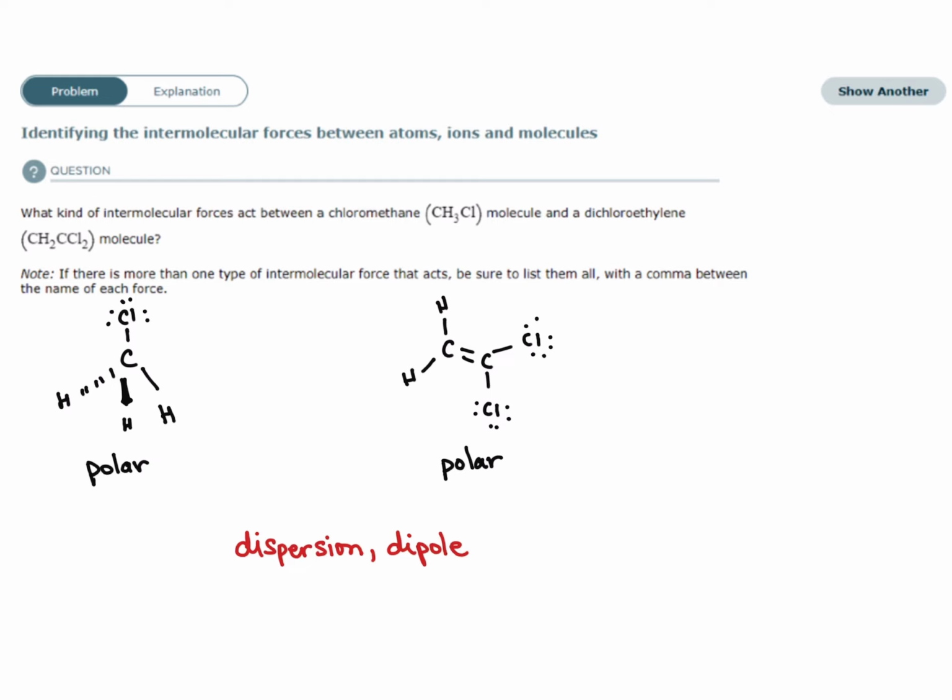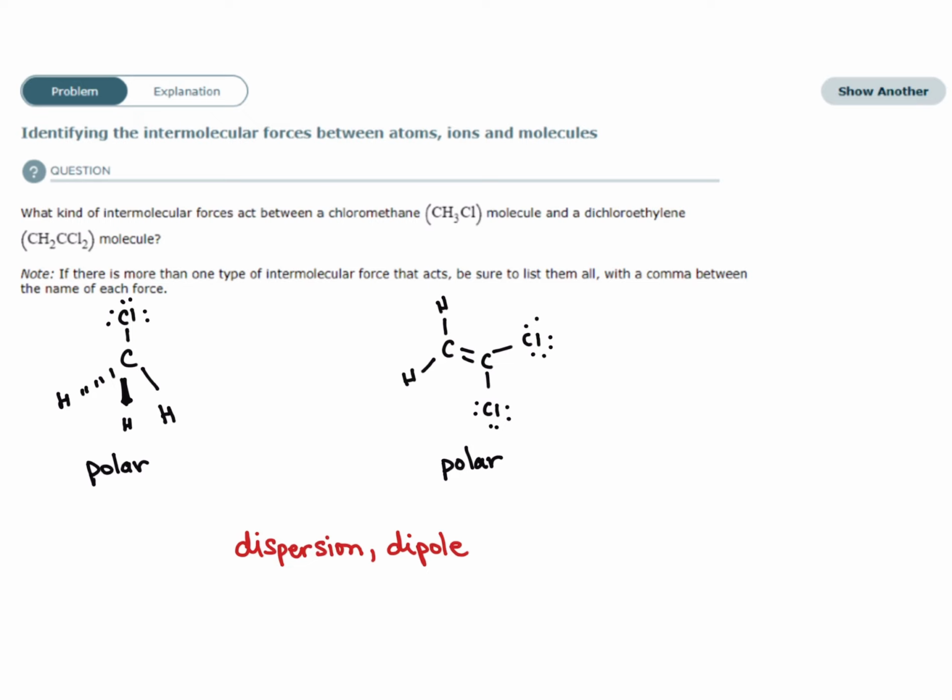Let's talk about the hydrogen bonding. We have hydrogen atoms here. However, in this molecule, hydrogen is bonded to a carbon, and hydrogen is bonded to a carbon. So this is not considered hydrogen bonding because the hydrogen needs to be bonded to either an oxygen, a nitrogen, or a fluorine. So these are the only 2 forces that occur between these 2 molecules.